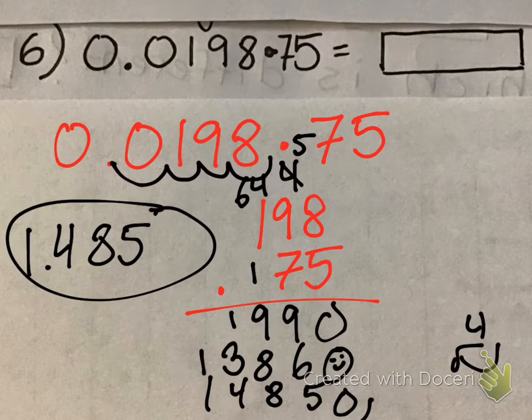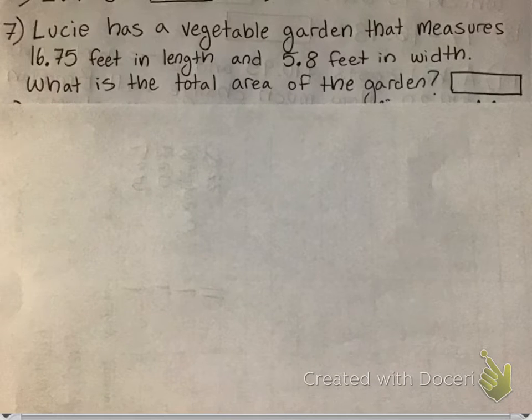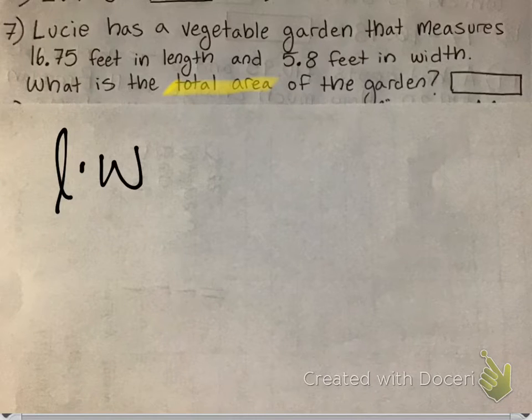I'll take it. Lucy has a vegetable garden that measures 16.75 feet in length and 5.8 feet in width. What is the total area of the garden? What is area when we are doing that? How do we find area? Who can tell me? Fernando? Yep. Length times width. You will be doing that forever and always. Forever and always.